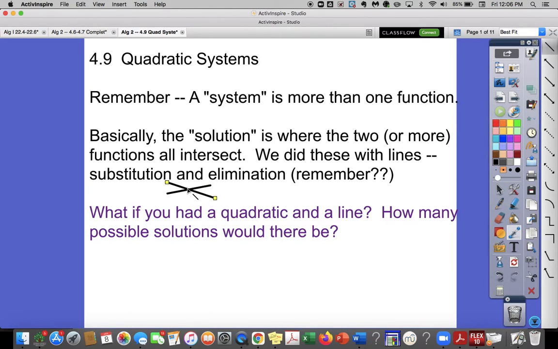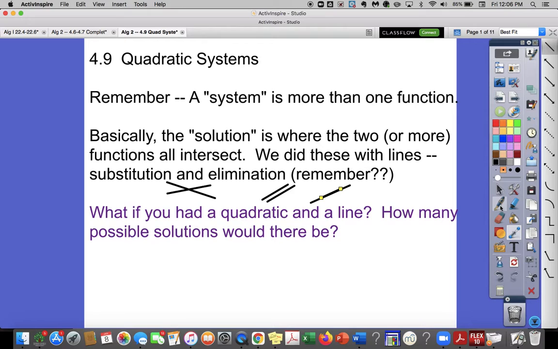You typically had one point of intersection, unless, of course, your lines were parallel or they were coincidental, which meant you basically had one line on top of the other. So in parallel, you would have 0 solutions, and in coincidental, you would have infinite solutions. So we had special cases.